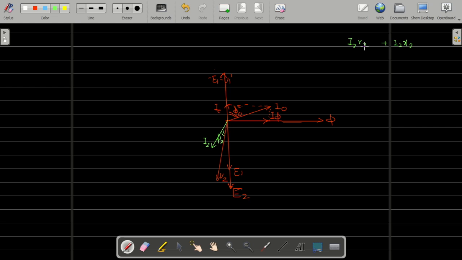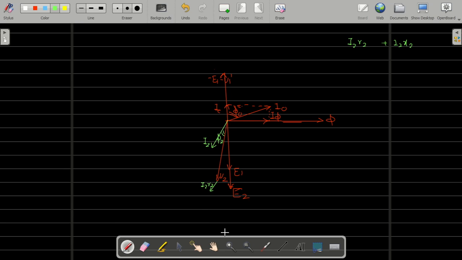Actual transformer winding resistance is there, reactance is there. So drop hone ke baad, yahan I2 R2 kahan rahega? I2 R2 will be in the same phase with the current. I2 R2 kya hai? Voltage drop in pure resistance. So I2 R2 will be in the same phase with the current, but it is a voltage. So yahi voltage vector mein add karenge parallel to the current. Iske parallel yahan se, this is what? I2 R2.